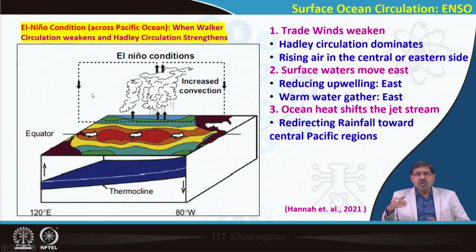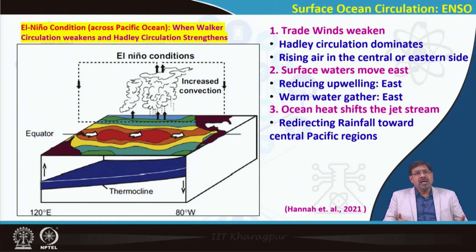Now, if we move to the contrasting situation, we will see the El Nino kind of condition where the trade wind weakens, the surface water moves in the east direction and ocean heat shifts the jet stream.